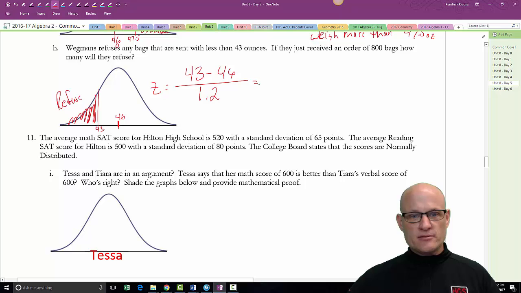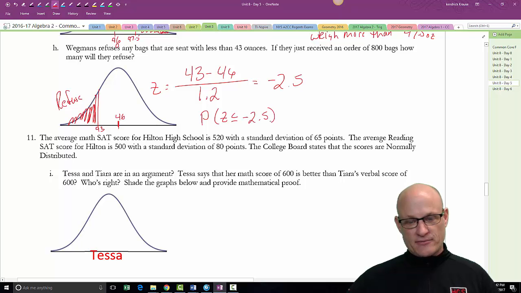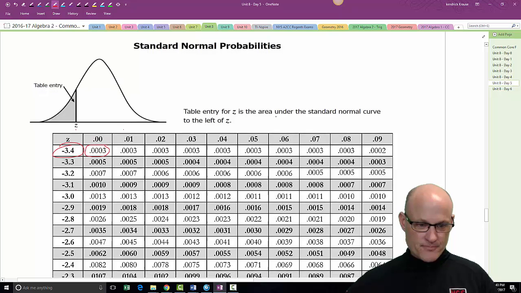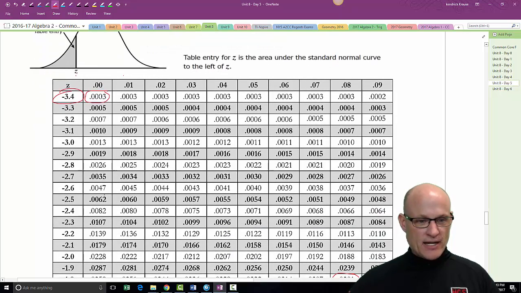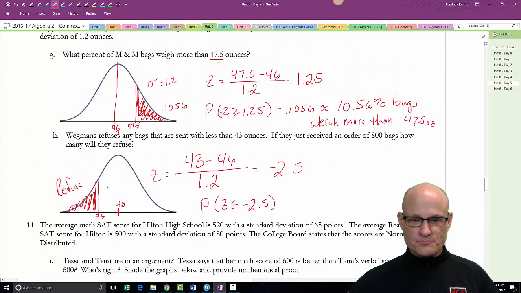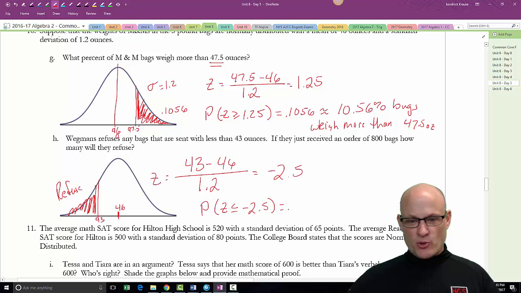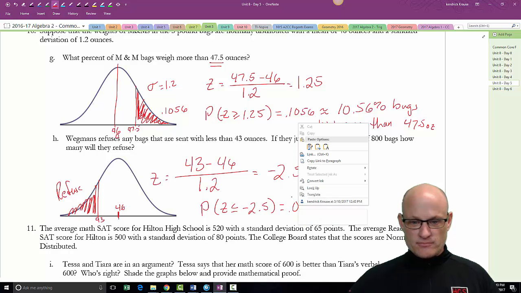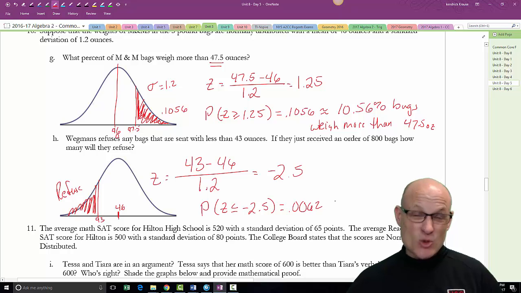And we get a z-score of negative 2.5. So you can see right now that's not going to be very likely. So we want the probability that Z is less than or equal to negative 2.5. Negative 2.50 is right there, 0.0062. So this is equal to 0.0062. That's not even close. But that's not the question that was asked.